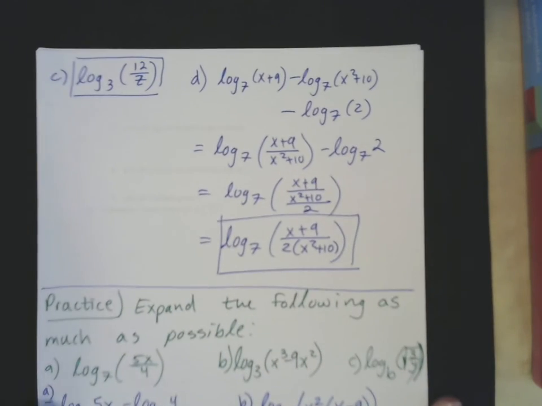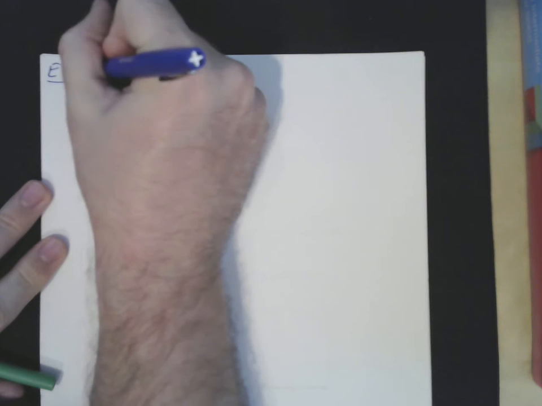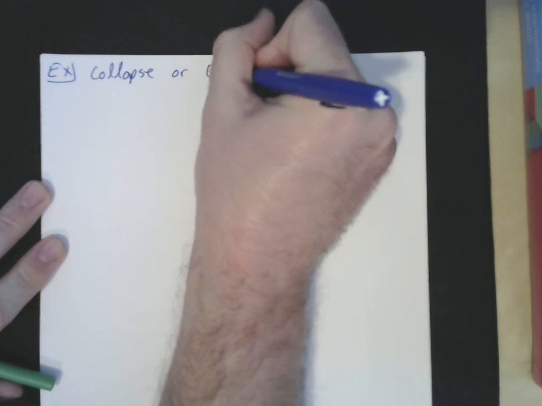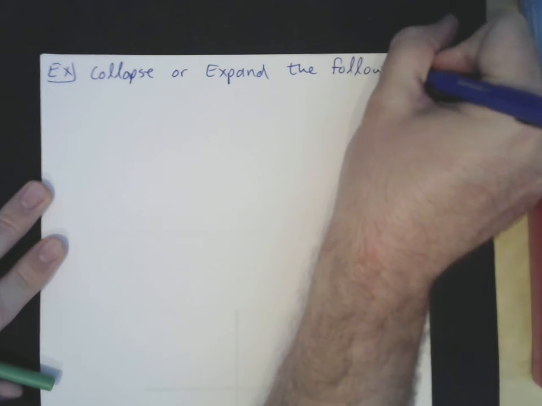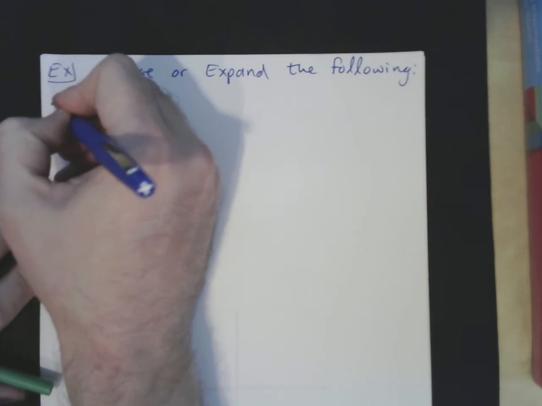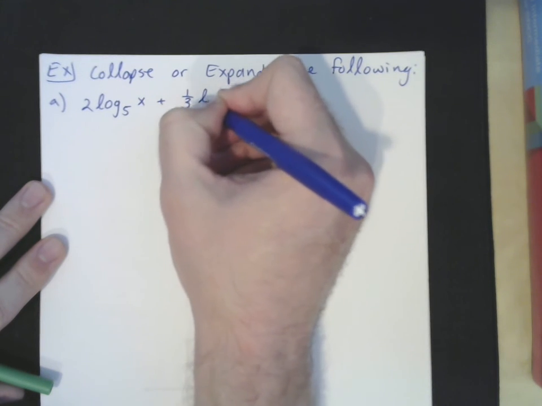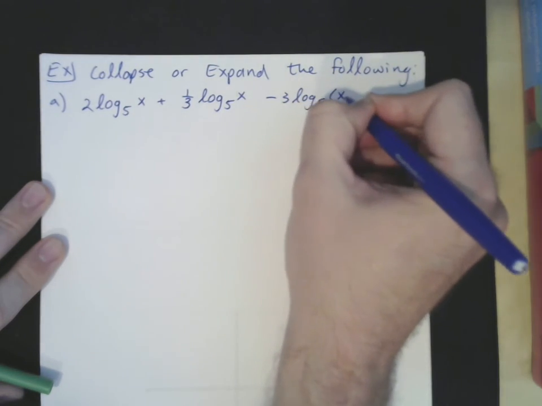So I want to go through 2 more, and I'm going to walk through these together as we would in class. They're going to be slightly more challenging, and they're going to use every rule that we have. So we're going to collapse or expand the following. The first one is 2 log base 5 of x plus 1/3 log base 5 of x minus 3 log base 5 of x plus 5.